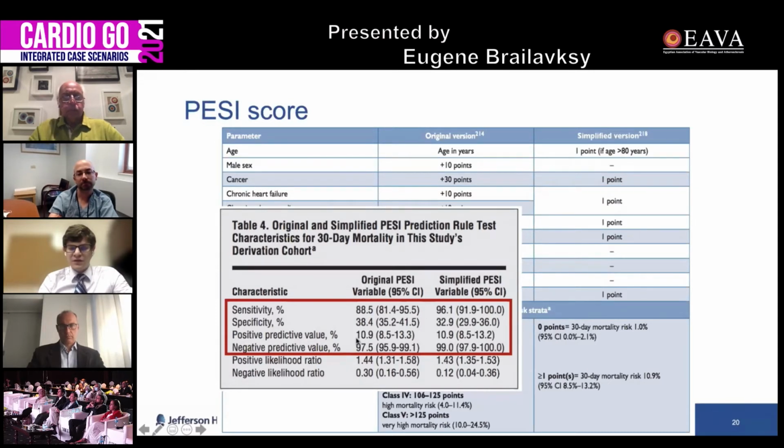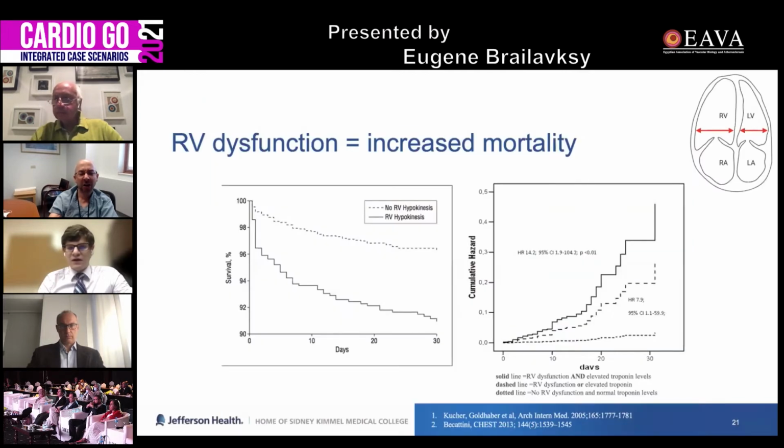But you can see here that the positive predictive value is pretty bad, 10%, meaning over 90% of patients that we classify as elevated risk based on the score will go on and be completely fine. So a lot to be desired for. So this is where the other markers come in.